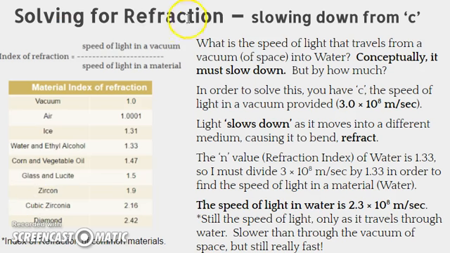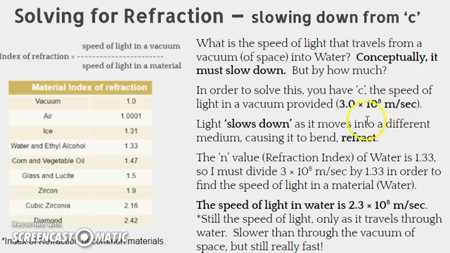So we're going to solve some problems for refraction. It's going to slow down from the speed of light, and that's what letter C is. So what is the speed of light that travels from a vacuum of space into water? Conceptually, it must slow down, but by how much? Well, in order to solve this, you have C, the speed of light in a vacuum provided, 3.0 times 10 to the 8th meters per second.